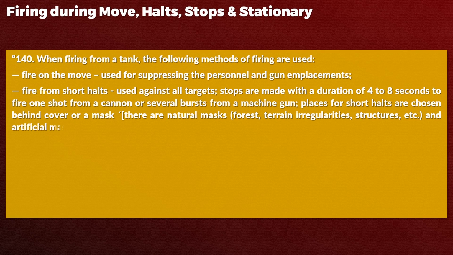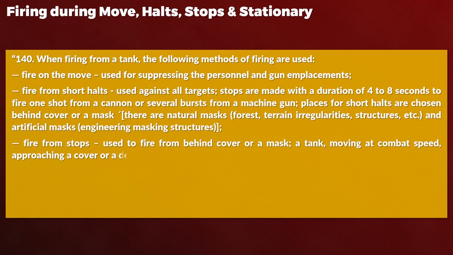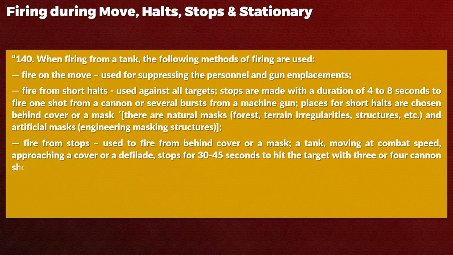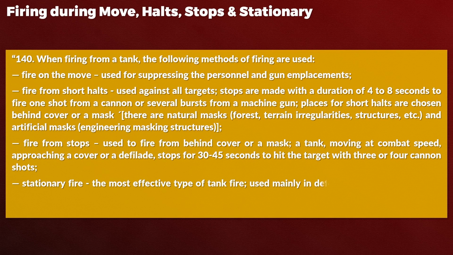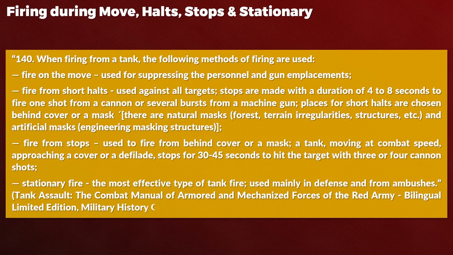Note there are several kinds of masks. Natural masks like forest and terrain irregularities, and artificial masks, which were created by engineers. Fire from stops, used to fire from behind cover or a mask. A tank moving at combat speed, approaching a cover or a defilade, stops for 30 to 45 seconds to hit the target with 3 or 4 cannon shots. Stationary fire, the most effective type of tank fire, used mainly in defense and from ambushes.